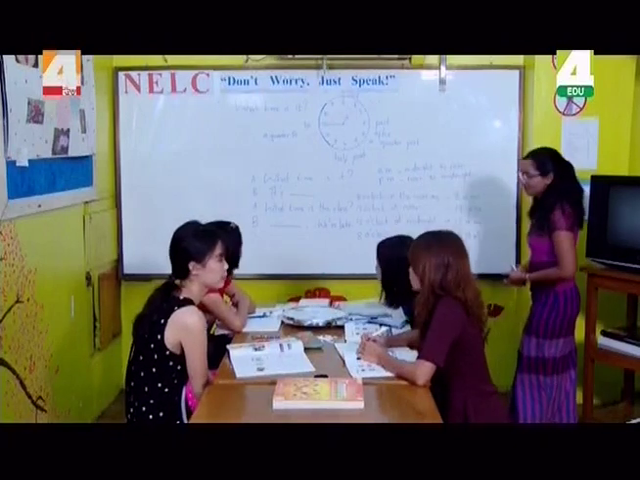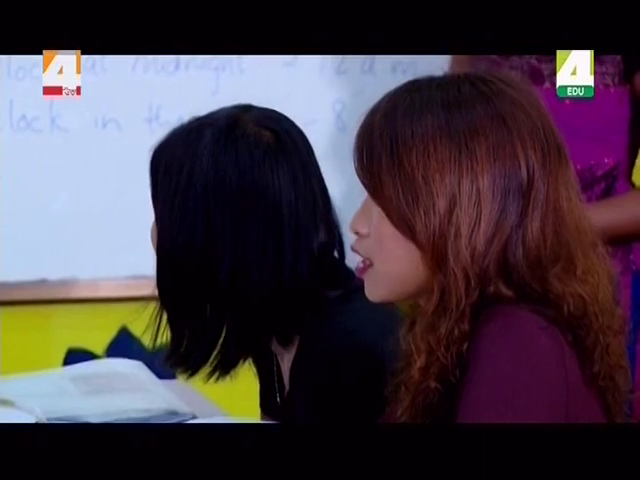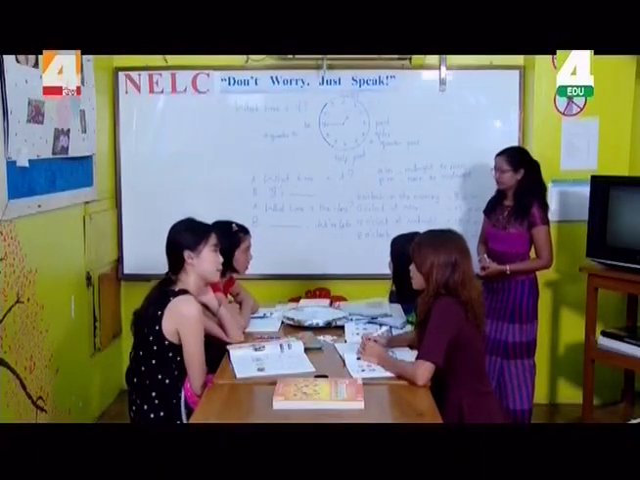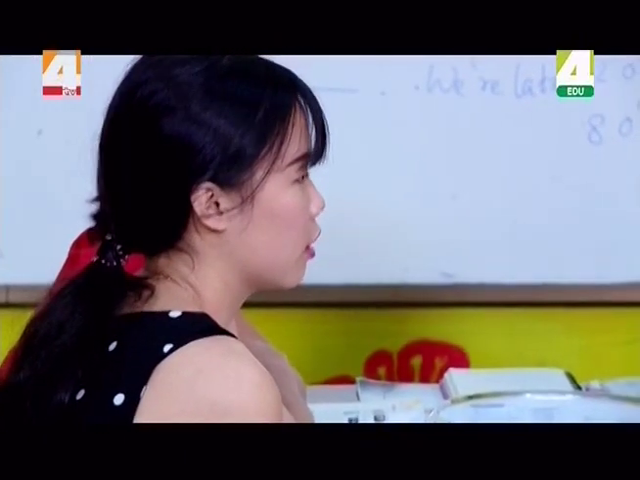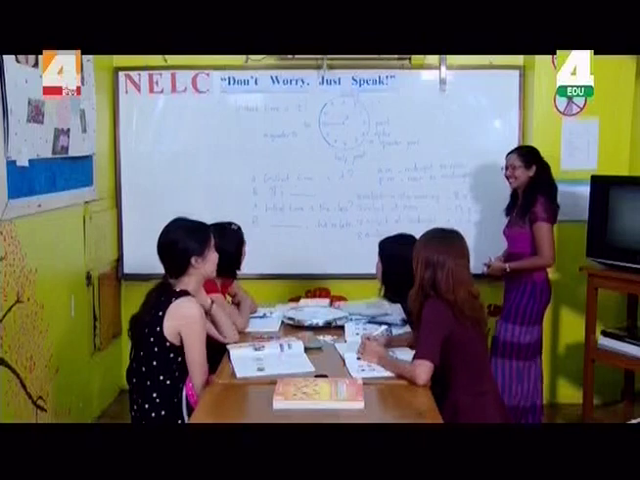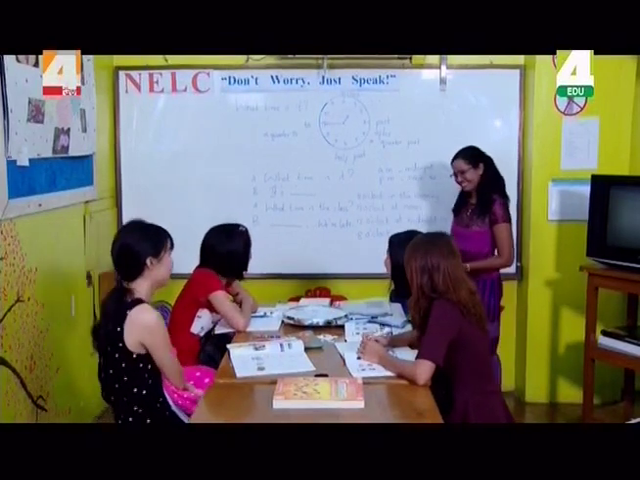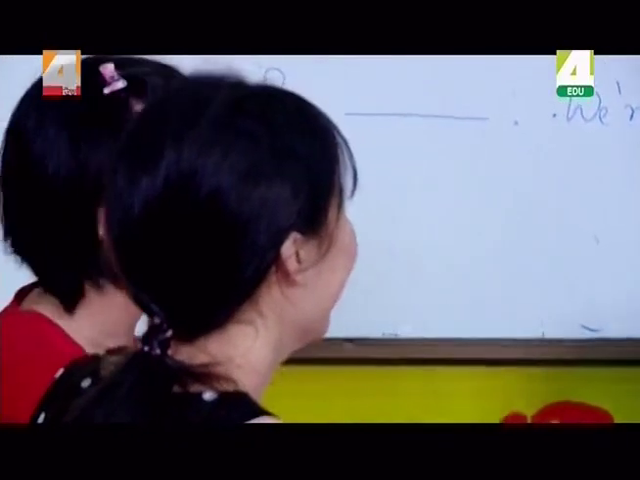What time is it? 3:30. What time is the class? It's 4. We are late. Yeah. What time is it? It's a quarter to 2. What time is the class? It's 2 o'clock. So we are late. Okay, thank you.